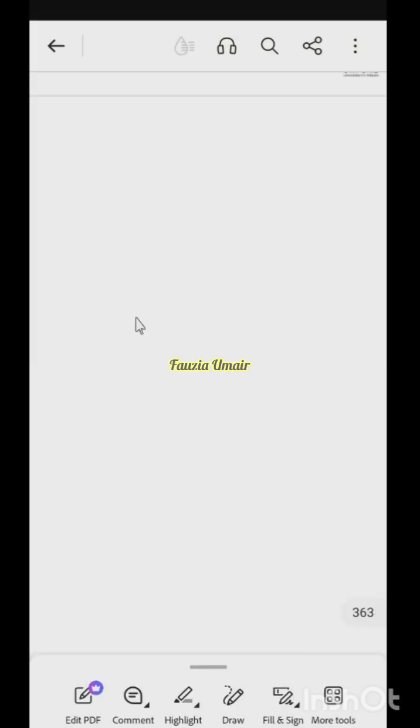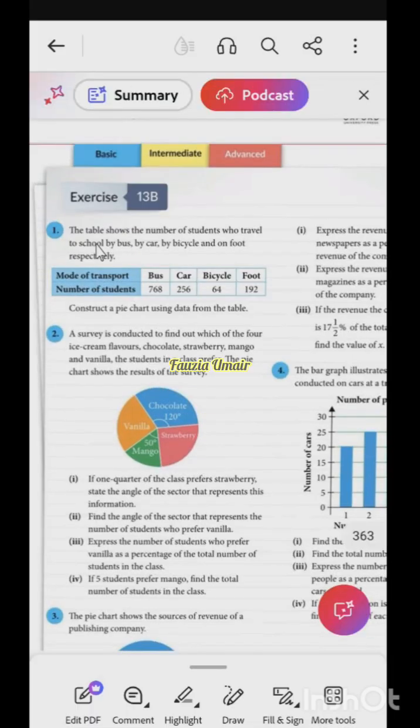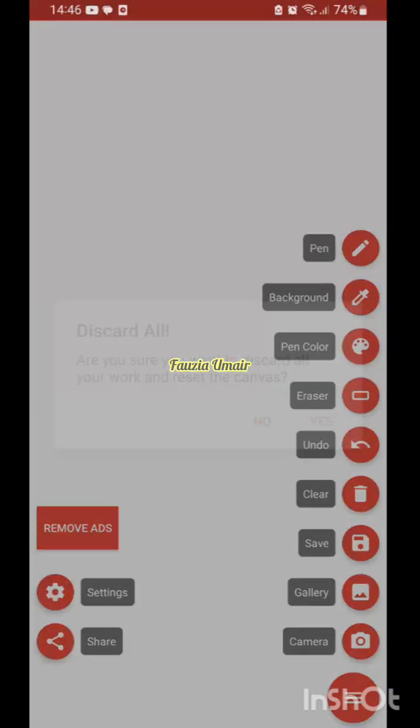All right. Question number 1 is, the table shows the number of students who travel to school by bus, by car, by bicycle, and on foot, respectively. Okay, these are the 4 sectors this time. So construct a pie chart using the data. So how we are going to construct it? Ma'am, by taking their, divided with total and multiply with 360. By converting numbers into angles. So we can do it together. Okay, we can solve it together and then you can draw the pie chart and you can share it with me.